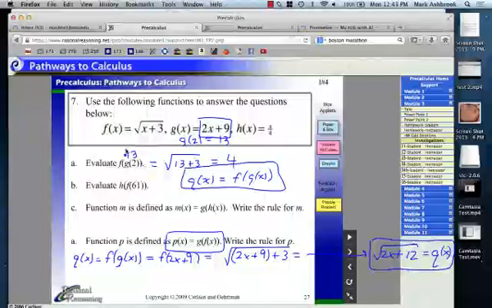That's the same as what we did before here. So if you plug 2 in, what do we get? 2 times 2 is 4, plus 12 is 16, square root is 4. Q of 2 is 4, just like we got before.